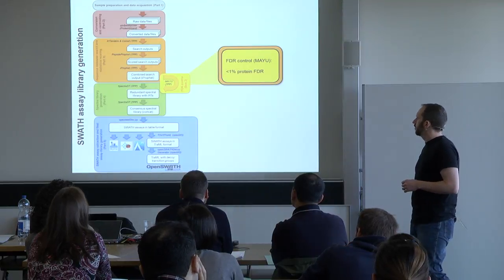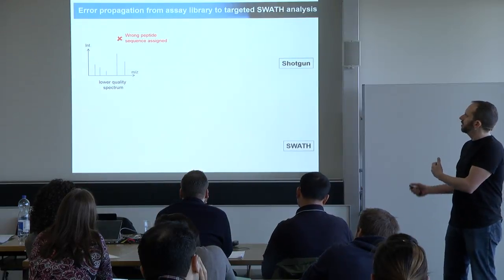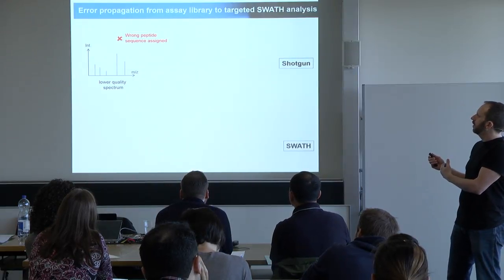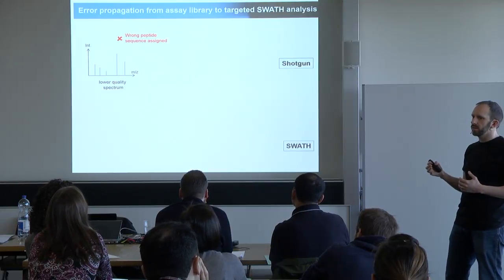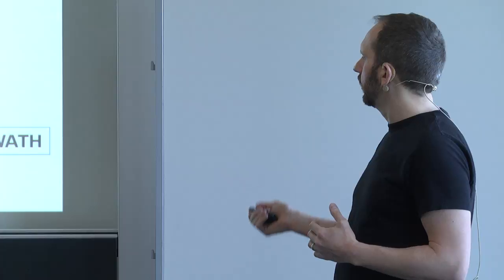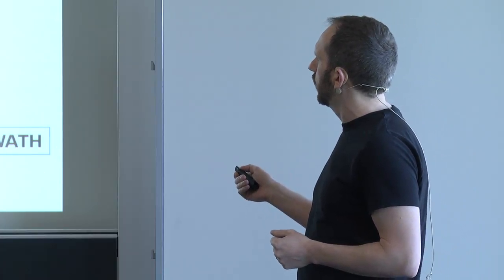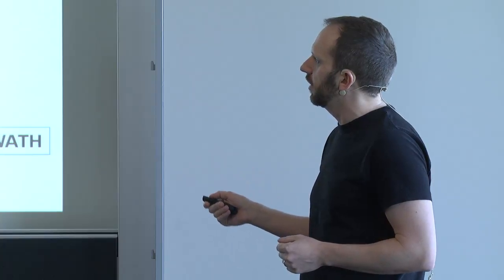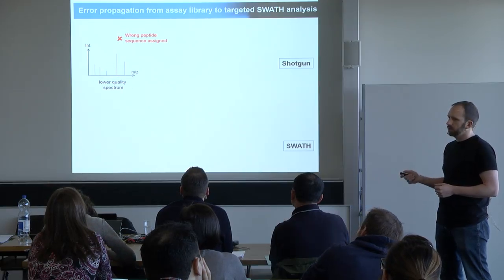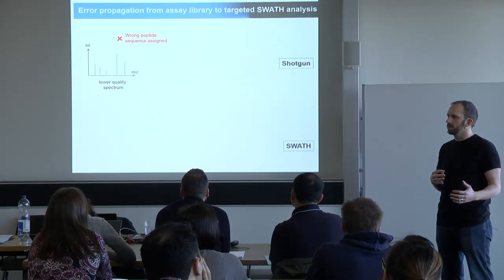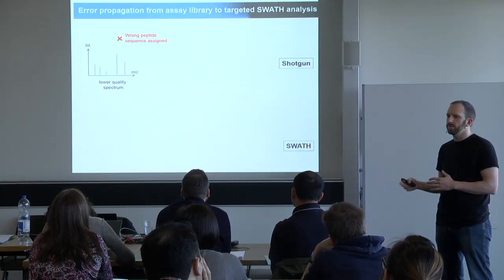What about false discovery rate control? So I think it's interesting to think for a second about if we have an error in the DDA analysis, right, we assign the wrong peptide, how will this affect the SWATH data, right? So let's say we have a shotgun DDA spectrum, here it is, it's not particularly high quality, and the search engine assigns the wrong peptide sequence. Despite the fact that we made some reasonable threshold, there's still some errors being made, right?